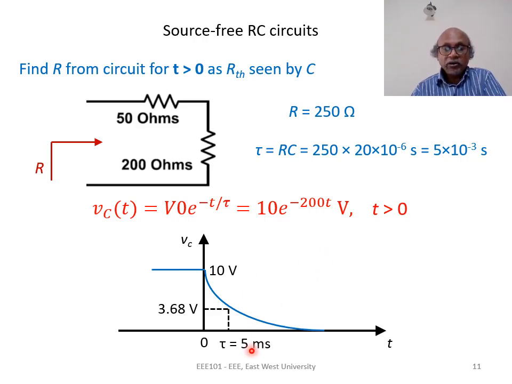We have to show t equal to tau in this graph to indicate the nature of the decay. At t equal to tau, which is 5 milliseconds, the capacitor voltage is 36.8% of the initial value. 36.8% of the 10 volts initial value is 3.68 volts. So this expression and this graph are our desired results from the solution of this problem.